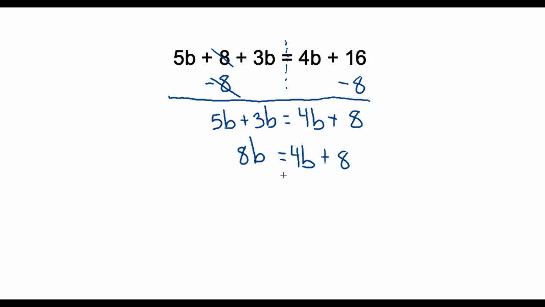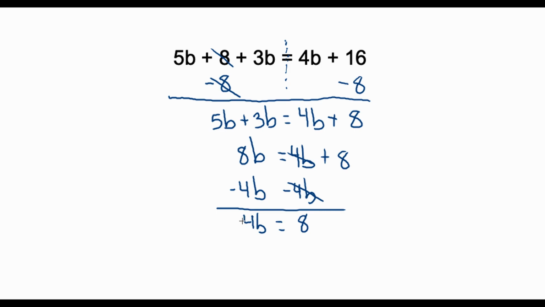Now we've got an 8b here and a 4b here. Well, it makes sense to move the b's on the same side. Since 8b is greater and it's on the left, I'm going to move over the 4b to this side. Because it's a positive 4b, I'm going to subtract. I'll put a negative 4b underneath it. Whatever I do to this side, I'm going to do to this side. Okay, now 8b minus 4b will give us another 4b. Bring down the equal sign. The 4b's on this side cancel, leaving us with a positive 8.